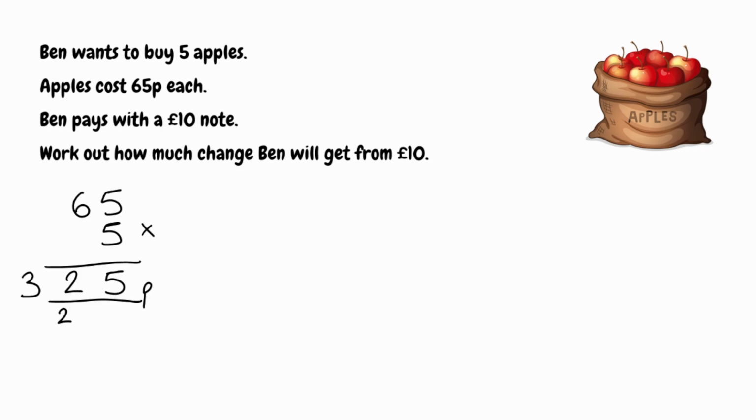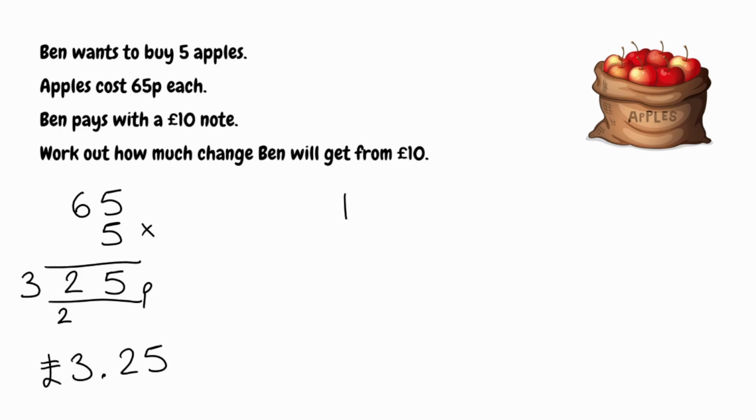Well, if we divide that by 100, we can figure out that he's spent £3.25 on apples. So the apples cost him £3.25. He then pays with a £10 note. So to figure out the change, all we've got to do is take away this £3.25 from £10.